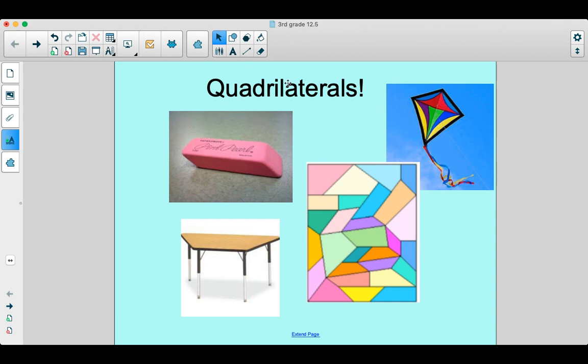Quad means four. If you've ever ridden a quad in the desert or at the beach, you know that it has four wheels. So quad always means four. So let's look at some quadrilaterals in real life.